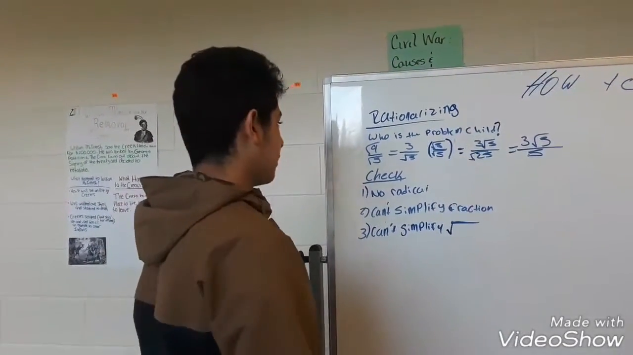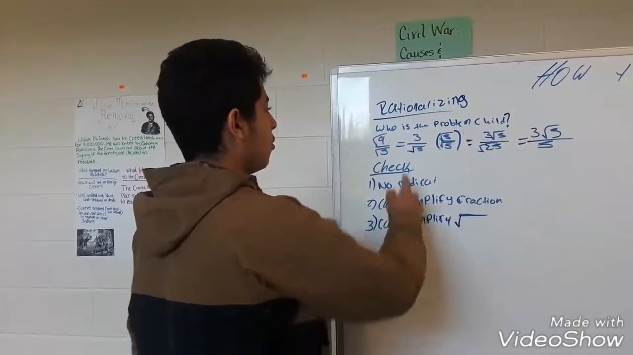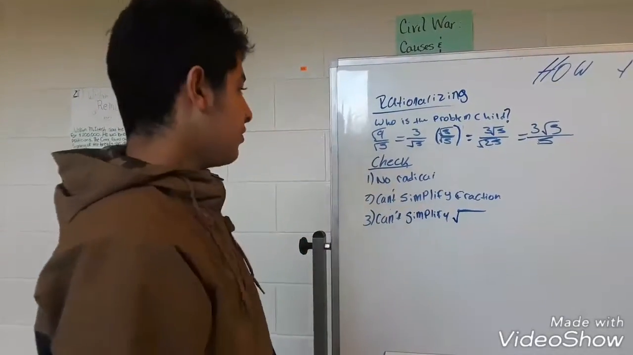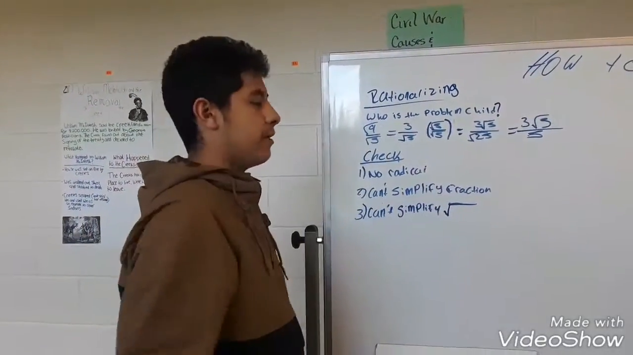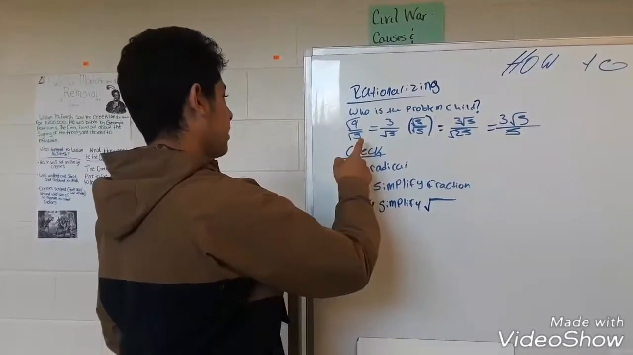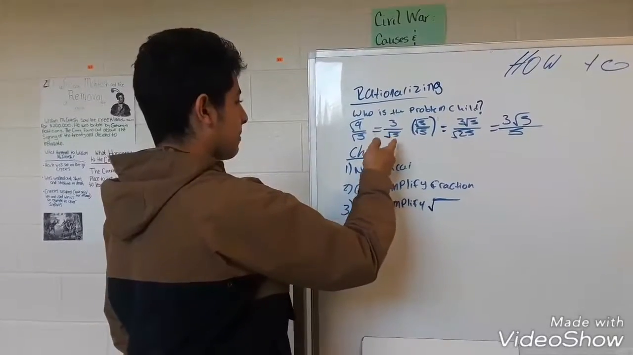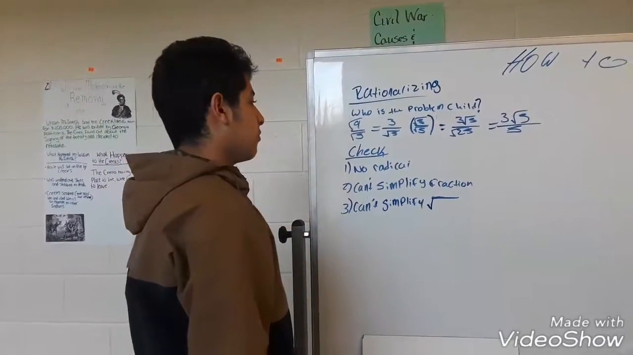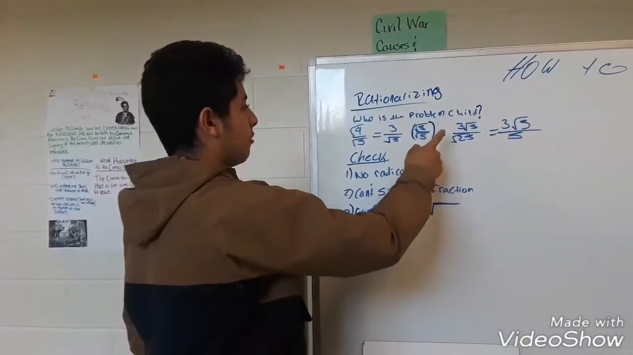And the first thing you do when you get a problem like this is to see who is the problem child. And the problem child is the one you cannot simplify. And this right here, you cannot simplify the 5. So what you do is simplify the 9, the 3, and you keep the 5. And what you would do is multiply it by the problem child.